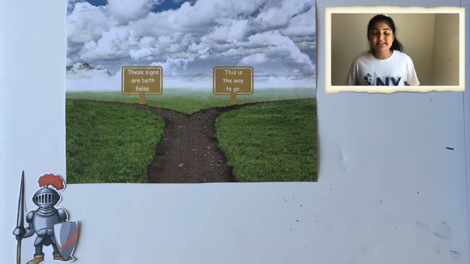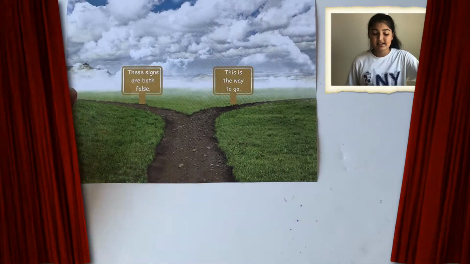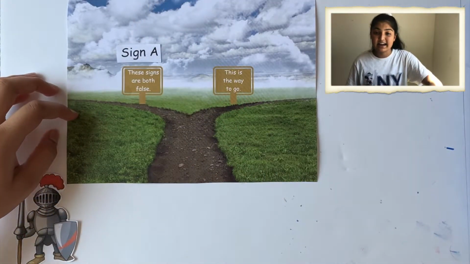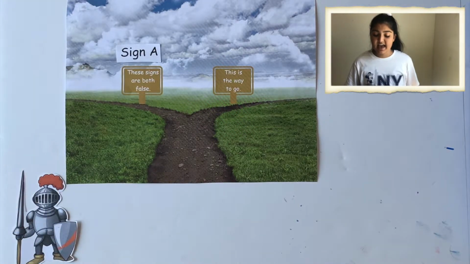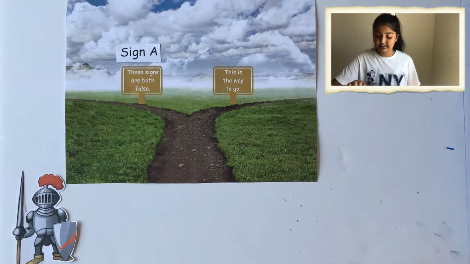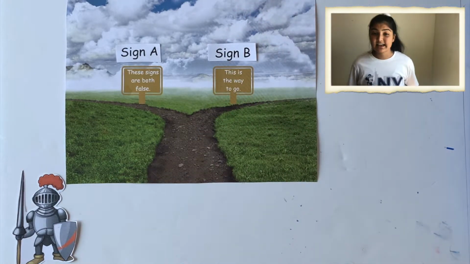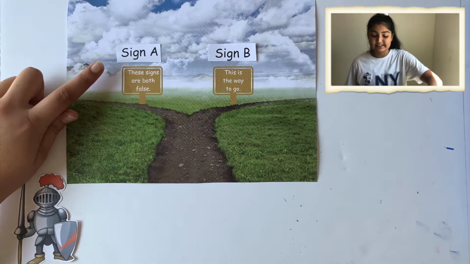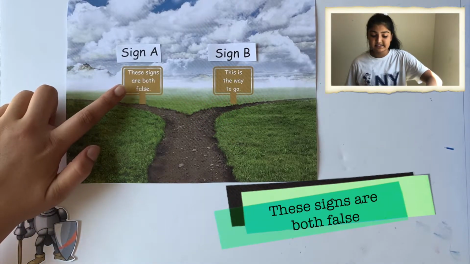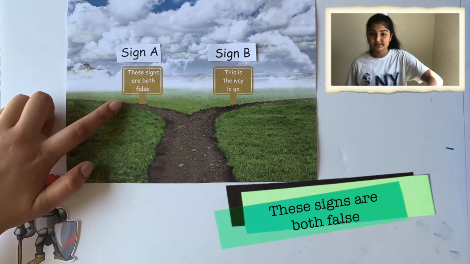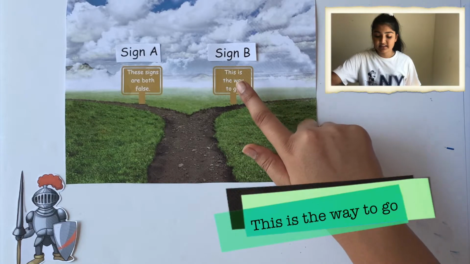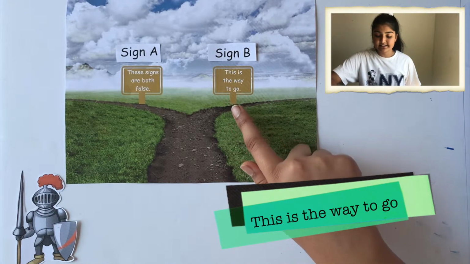First, let's start by labeling what we know. Let's call this first sign, sign A. And let's call this second sign, sign B. So sign A reads, "These signs are both false." And sign B reads, "This is the way to go."